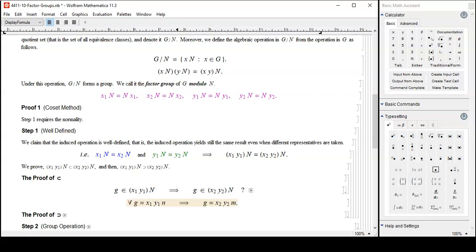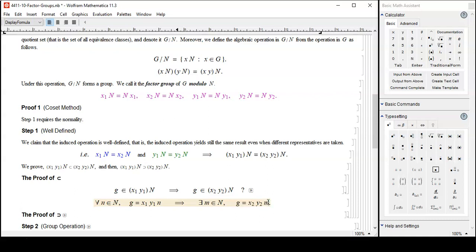And this one is arbitrary because I'm selecting an arbitrary element for here. In this case, this thing just belongs here. So g is x2 times y2 times some element of n. So there's a subtle difference. This is arbitrary, that's just some, but in any case, the key part is x1, y1, n form can be rewritten into x2, y2, m form.